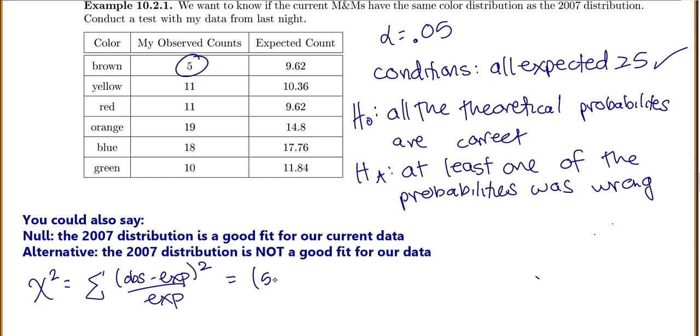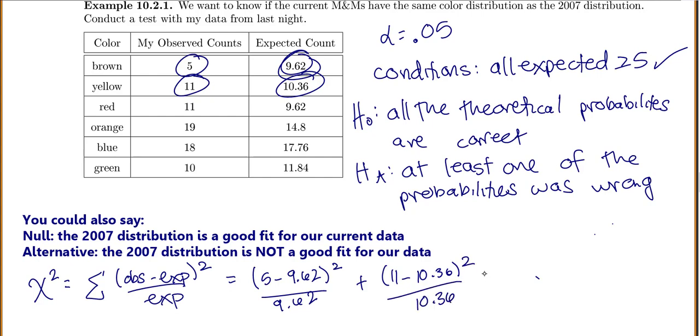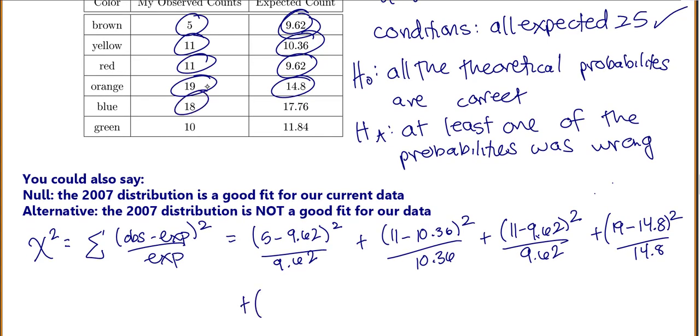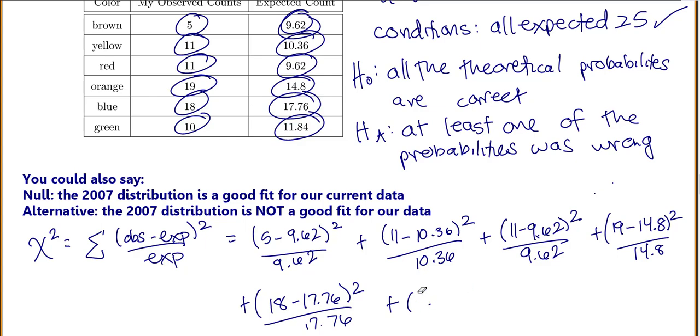So we'll take each observed, so 5, minus the expected of 9.62, square it, and then make sure you divide by expected, so 9.62, plus, now we'll take our next observed of 11, minus its expected, 10.36, squared, divided by 10.36, plus, my next one is 11 and 9.62, so 11 minus 9.62, squared over 9.62, plus, then we have 19 minus 14.8, squared divided by 14.8, plus we have 18 and 17.76, so 18 minus 17.76 squared over 17.76, plus, and we have 10 and 11.84. So 10 minus 11.84 squared over 11.84.